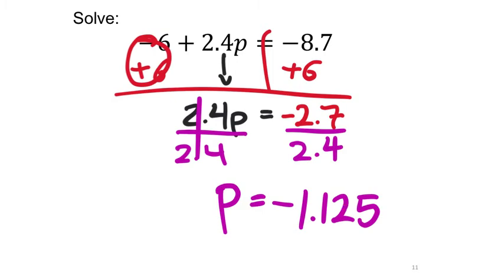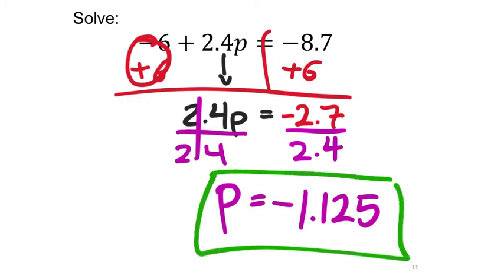But let's check. I can do negative 6 plus 2.4 times negative 1.125, enter. And I do get negative 8.7, which means that if I replace p with this value, I get a true statement.